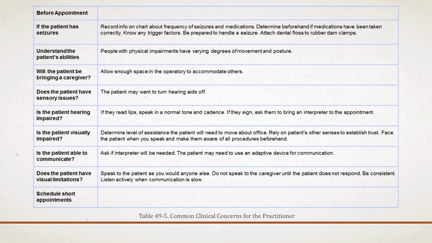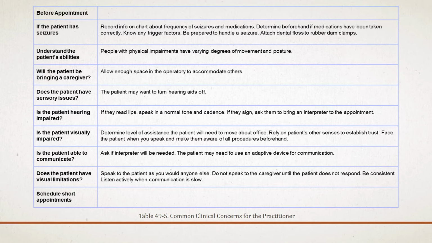Okay, so this is a sequence of how you will approach this patient. Before the appointment, if the patient has seizures, record on the chart the frequency of seizures and the medications they're on. Determine beforehand if medications have been taken correctly. Did they take them as they should? Know any trigger factors. Be prepared to handle a seizure. And should you be using a rubber dam with a rubber dam clamp, tie a piece of floss to it so you can easily retrieve it should the patient have a seizure.